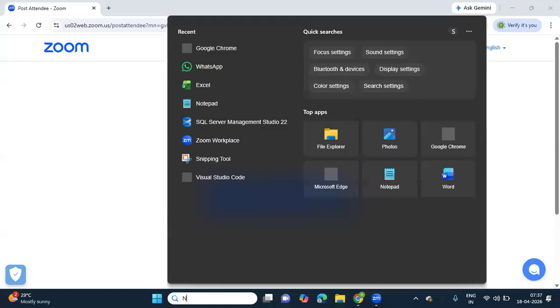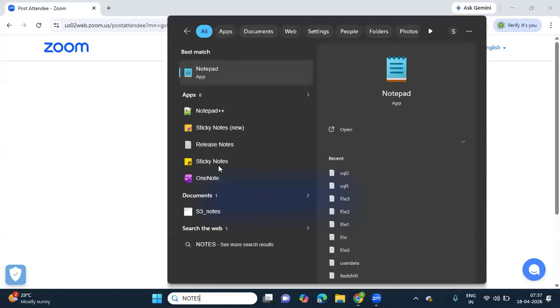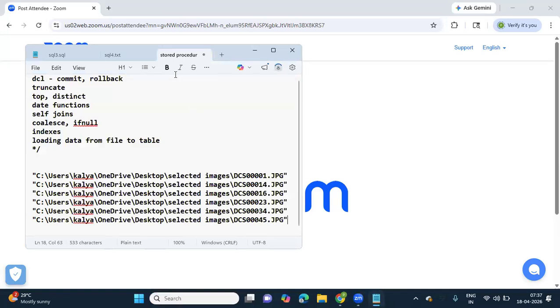In our last session, we have completed SQL. So now let's see the data warehousing concepts. Data warehousing and data modeling.